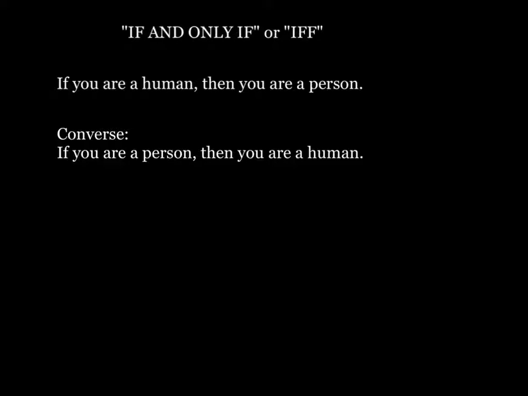So here's an example. If you are a human, then you are a person. This is definitely a true statement. It wasn't always considered true, back when some humans weren't considered to be people, but here we know that every human is a person. The converse of that statement is: if you are a person, then you are a human. That's also true. So this means that we can rewrite these two statements together in one sentence using "if and only if."